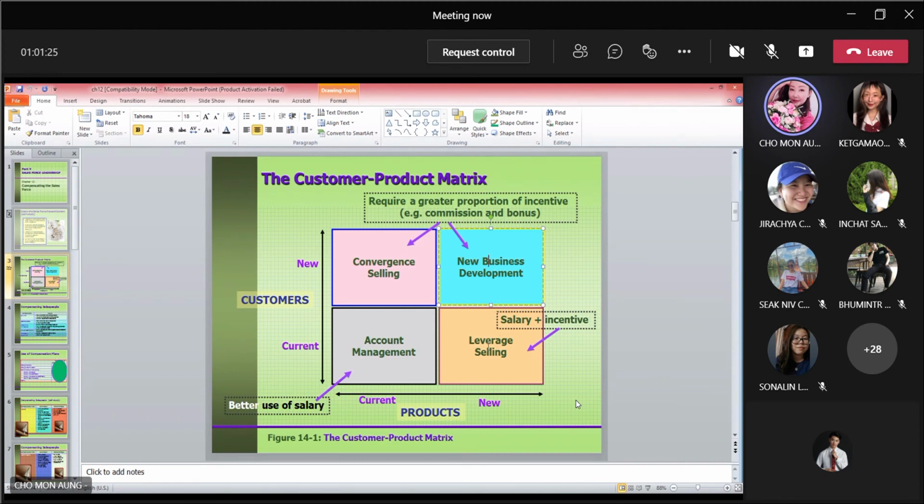Okay. For leverage selling, that is like selling the new product to the same group of customers. So we can focus on salary plus some incentive. But for account management, we can use only salary, that is possible. So remember that we have 4 different quadrants, 4 different situations, and our compensation method can be different. Okay? So conversion selling, new business, leverage, and account management, you review by yourself. You are not answering me.